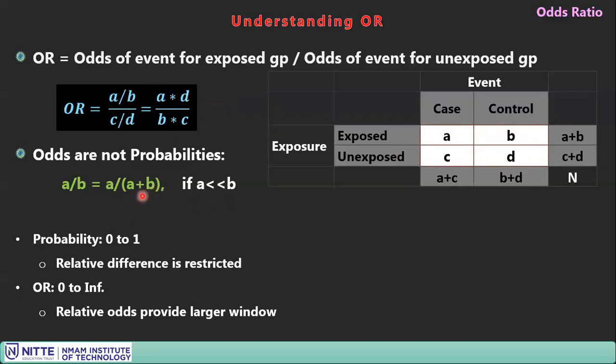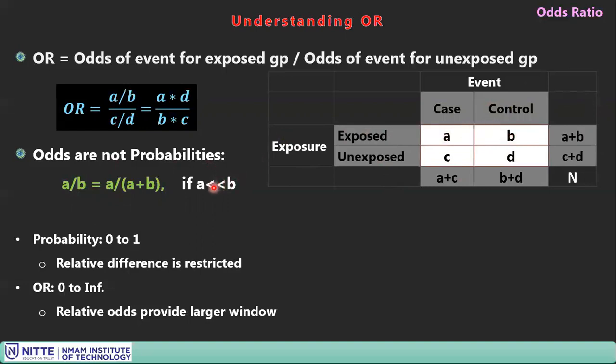Now I told you that it's similar to the relative risk. We have used a similar table there, but not the same. This is what makes it similar as well as different. Here it is A by B for the exposed group. In the case of relative risk, we have taken A divided by A plus B for the exposed group. For odds ratio, we are taking A by B. So this is the major difference.